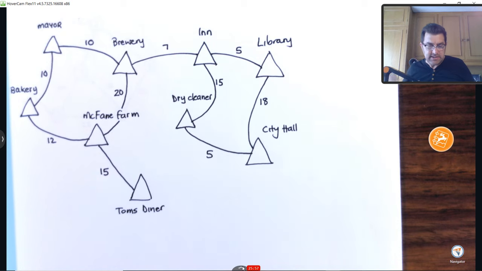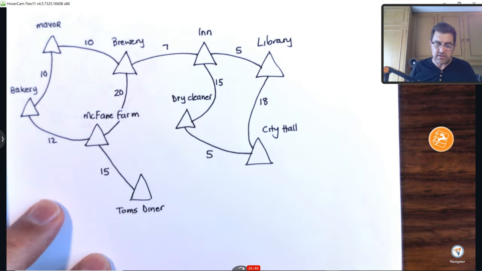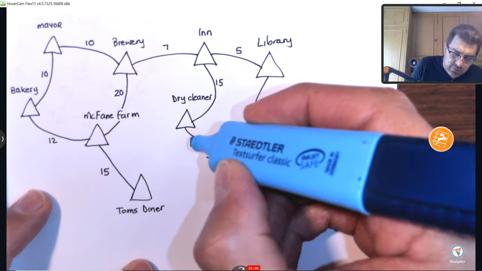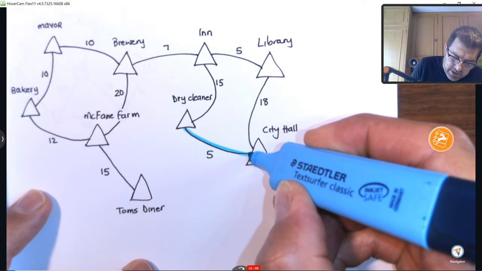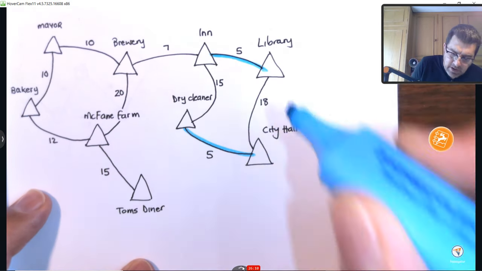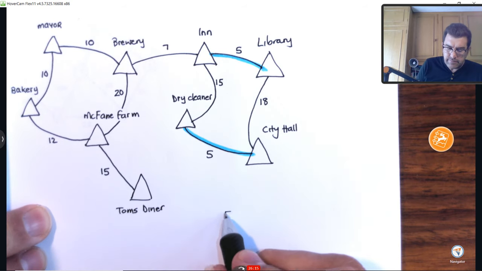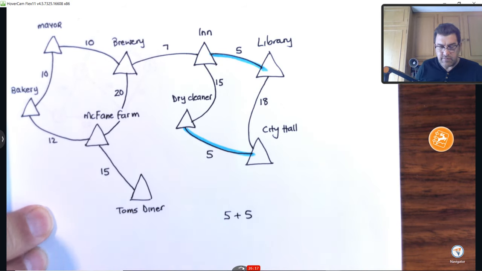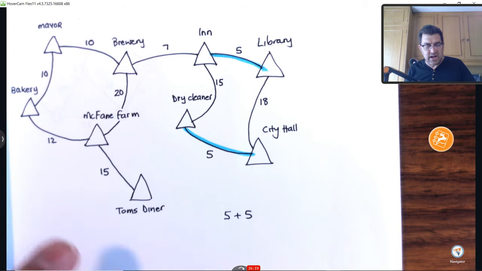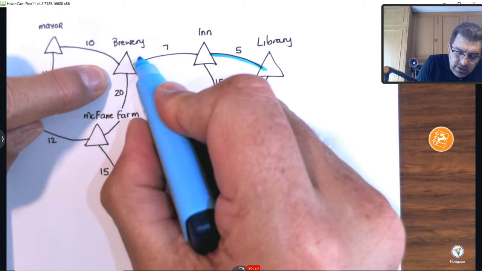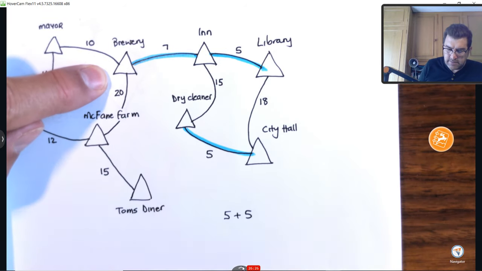Okay, so let us start. We're not even going to list, we're just going to work on our graph. There's two edges with fives, minimum edges. So I've got 5 plus 5 so far. The next highest weight here is 7. That's between the brewery and the inn. Okay, I've got a 7.